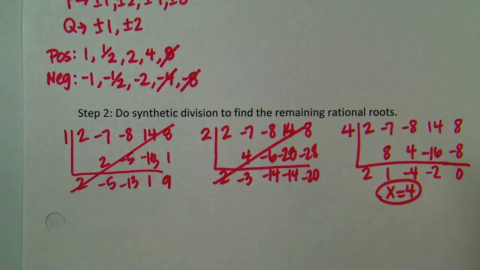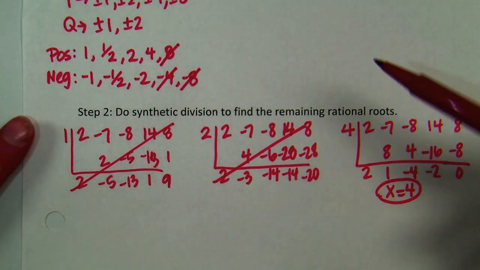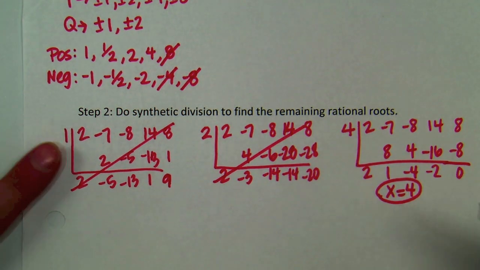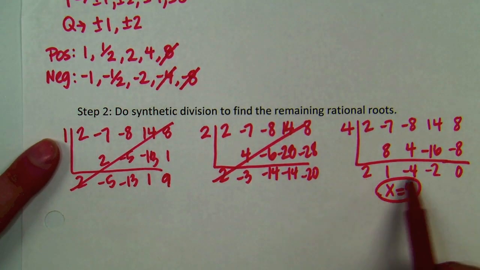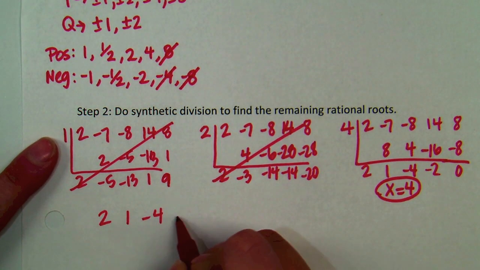All right, so 4. We get a remainder of 0. So 4 is one of our roots. Yay! So we found one root. Awesome. So now, let's see. What are we going to do next?